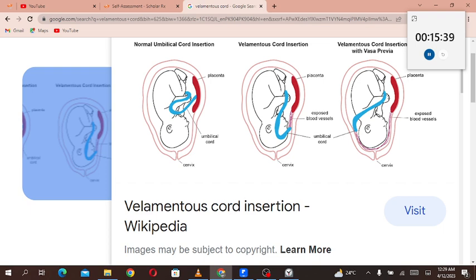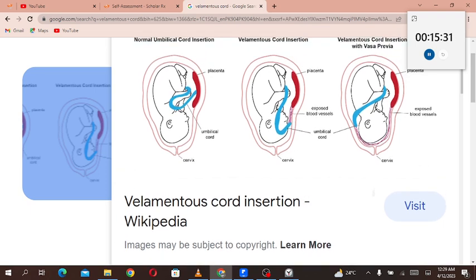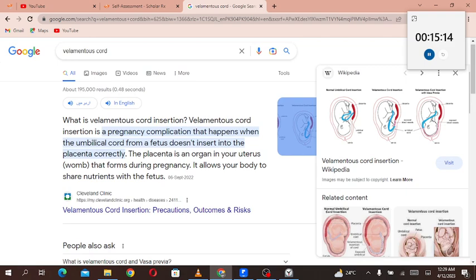And here we have velamentous cord insertion with vasa previa. So there is a double condition: velamentous cord insertion, and on top of that vasa previa. I don't have a pointer right now, but you can see that the exposed blood vessels are present under the head of the fetus. So either during delivery or even before delivery, there can be hemorrhage or damage to these blood vessels, and then there can be exsanguination or fetal death. So this is the concept of velamentous cord insertion.